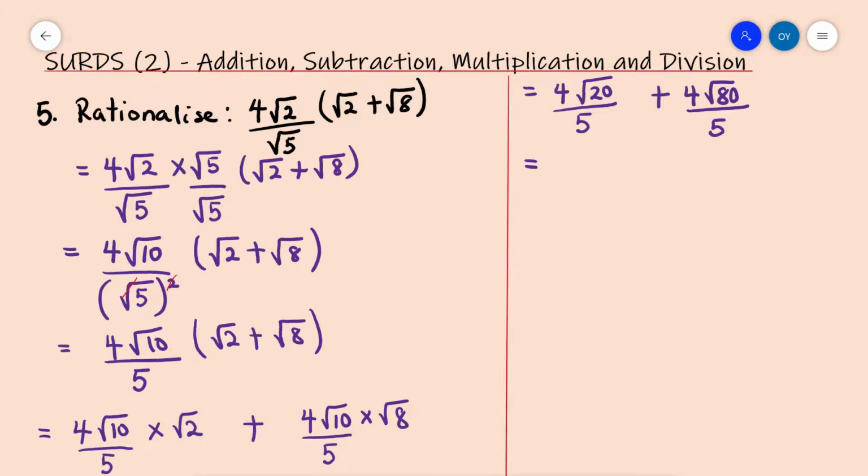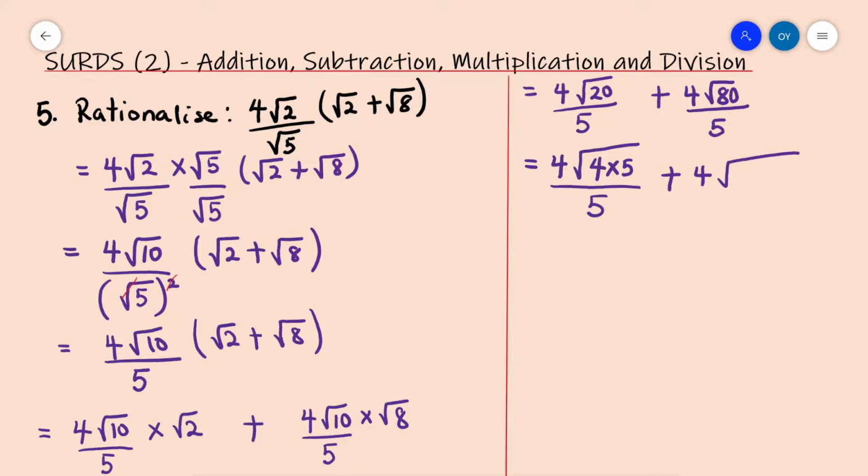Okay, so now we need to look out for the greatest perfect square from the factors of 20. That would be 4. So we have 4, then square root of 4 times 5. So 20 can be written as 4 times 5, where 4 is the perfect square. We need a perfect square here. Then over 5, then plus 4, then square root of 80.